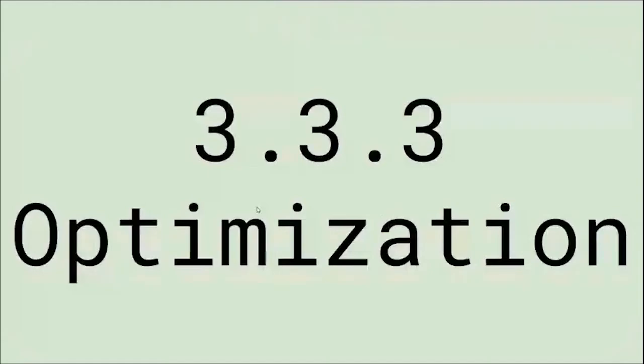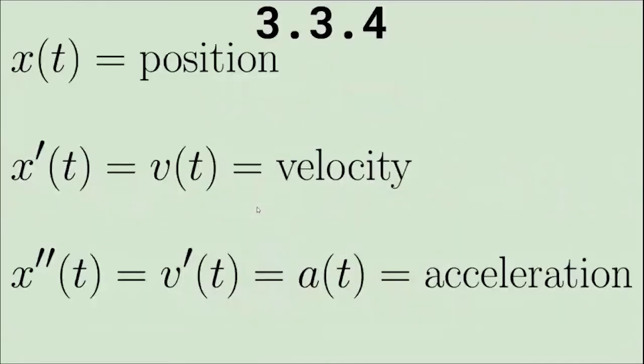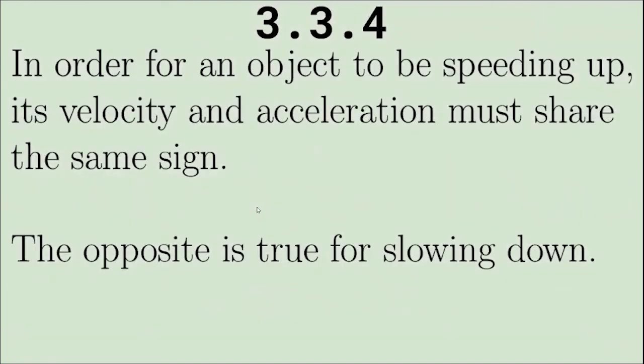Straight line motion, you have to know this. Position, the derivative of position is velocity. The second derivative of position, which is also the first derivative of velocity, is acceleration. We haven't covered these problems yet, but they are in the practice problems. If an object is speeding up, it has to have the same sign for the velocity and acceleration. Slowing down, it would be the opposite. That's basically the entire unit in a nutshell.